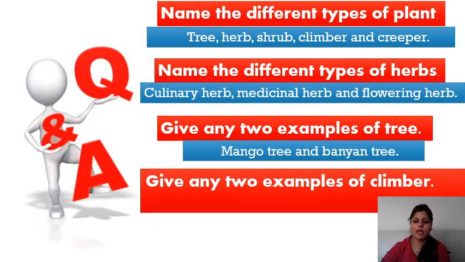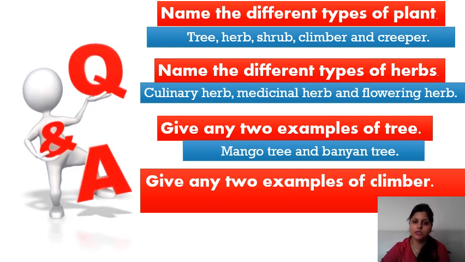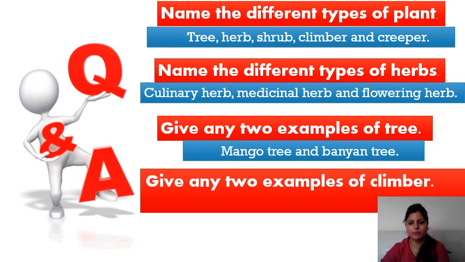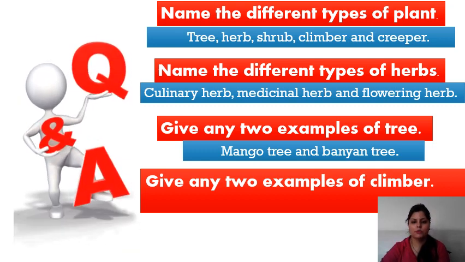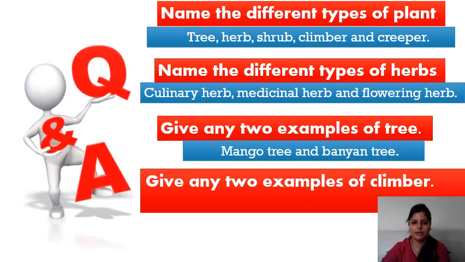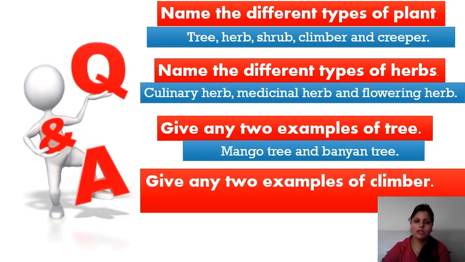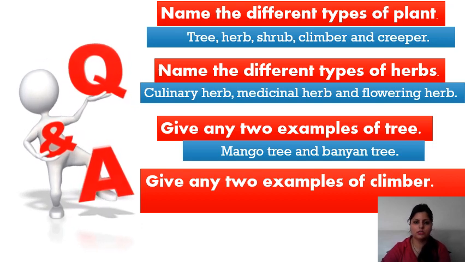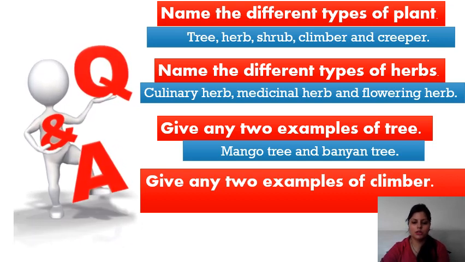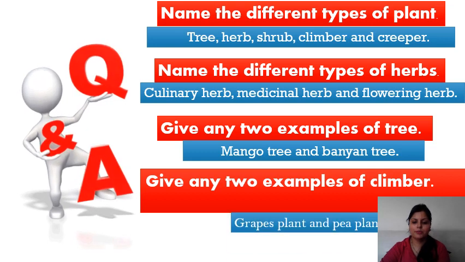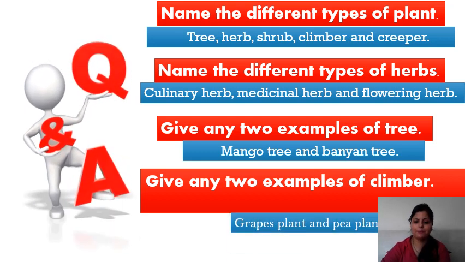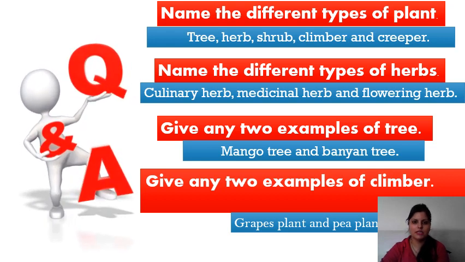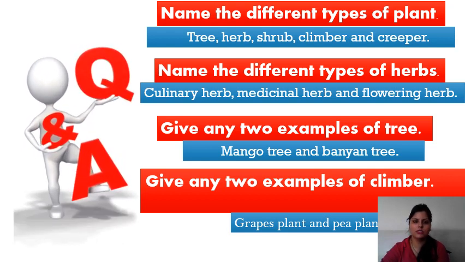Give any 2 examples of climber. See, there is only one difference between climber and creeper. Both have a very weak stem, but climber will climb on the surface and creeper will creep on the surface on which they are grown. So 2 examples are grape plant and pea plant. It is very easy. The topic was interesting and easy, right?